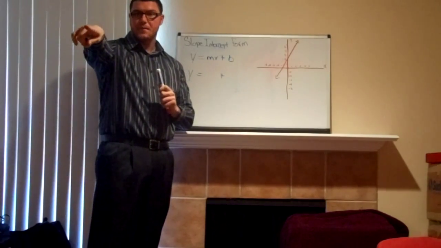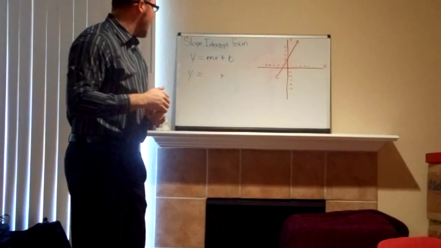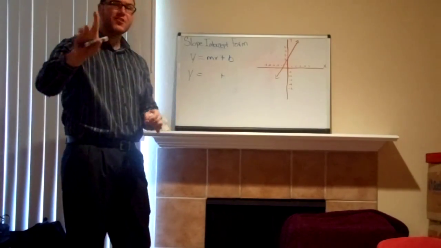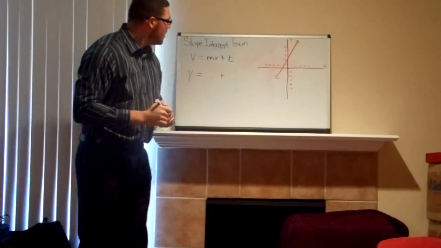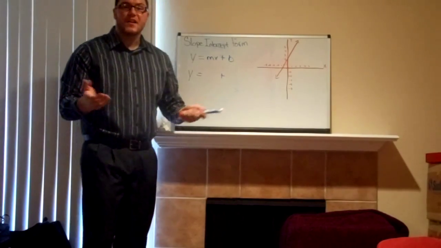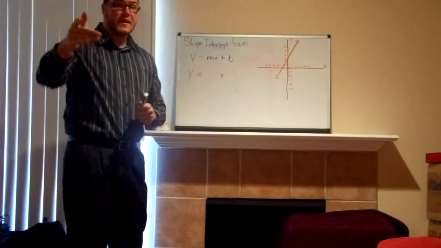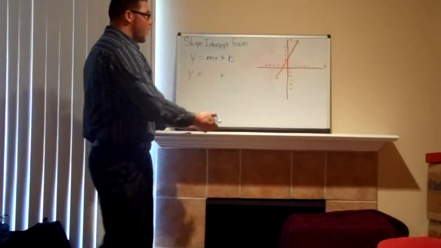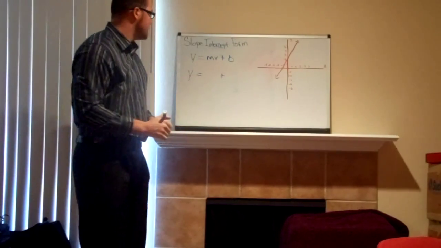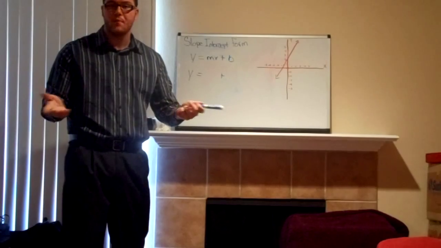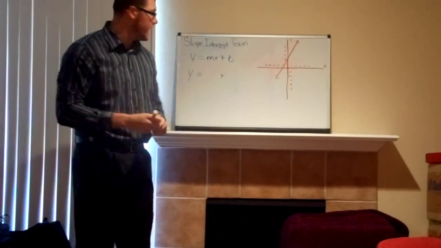Let's go with Allie again. Allie, help us out. Where do you think we should start? You think we should start with b. Why do you think we should start with b? Yes, because it's easy to tell where the line goes through the y-axis. Therefore, we're already going to know what b is, and b is my y-intercept.